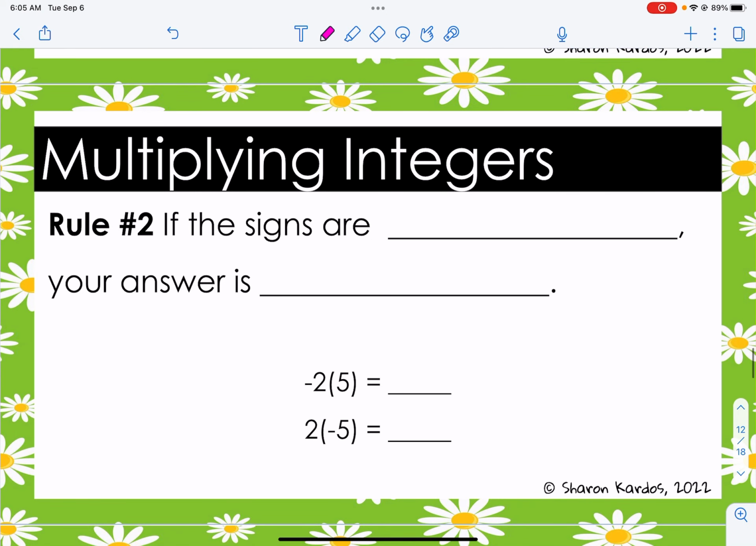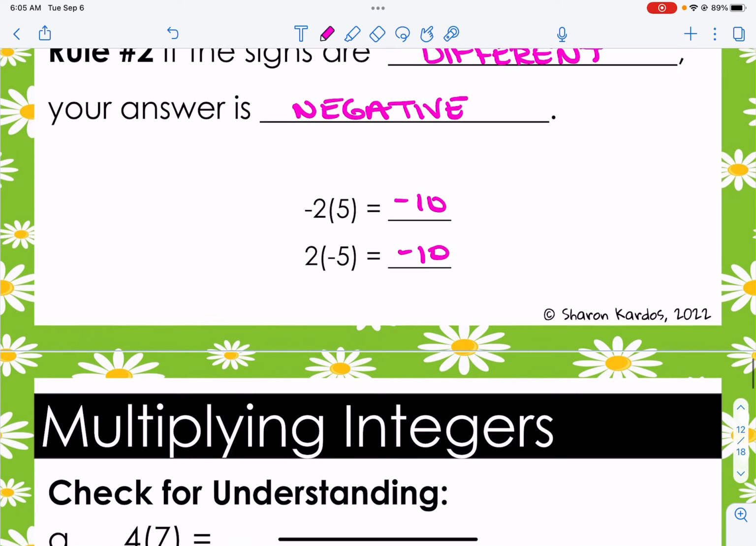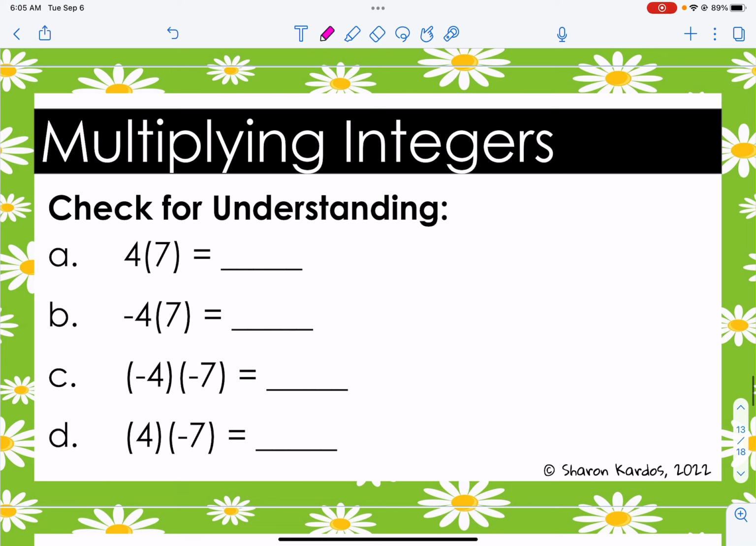So rule number 2, if the signs are different, then my answer is going to be negative. So negative 2 times 5 would be negative 10, and 2 times negative 5, this time the 5 is negative, it would be negative 10. So if I have the same sign, my answer is positive, and if I have one of each, my answer is going to be negative. Take a minute, maybe pause the video, see if you can work these problems, and then come back and we'll discuss the answers.